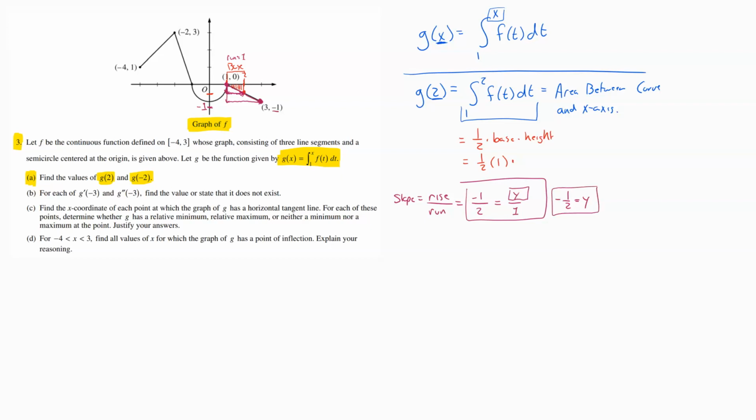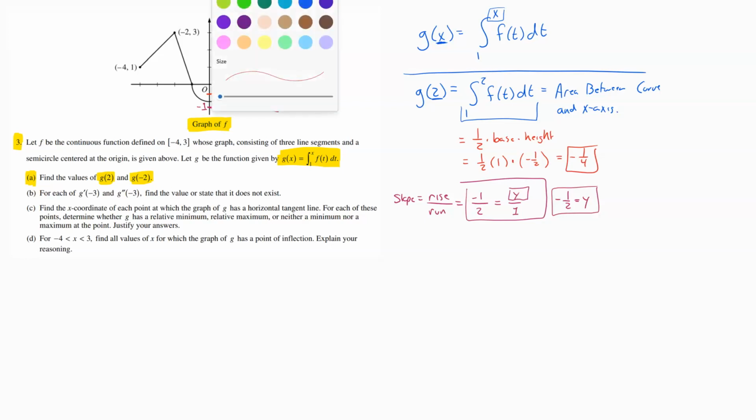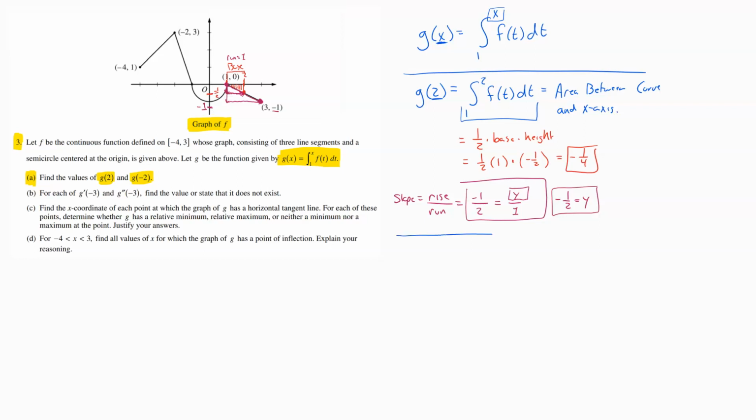So we've now quickly found what that y value would have been. So this would have been -1/2 right here, and that would have been our height. So then this would be -1/2. Putting that together, we would have gotten 1/2 times -1/2, which gets us -1/4. So that's our answer for g of 2. We get -1/4.